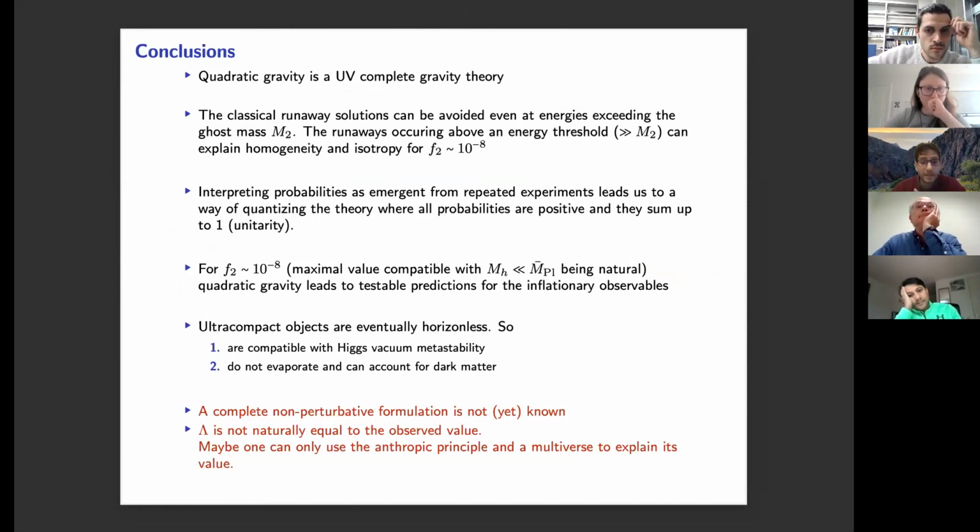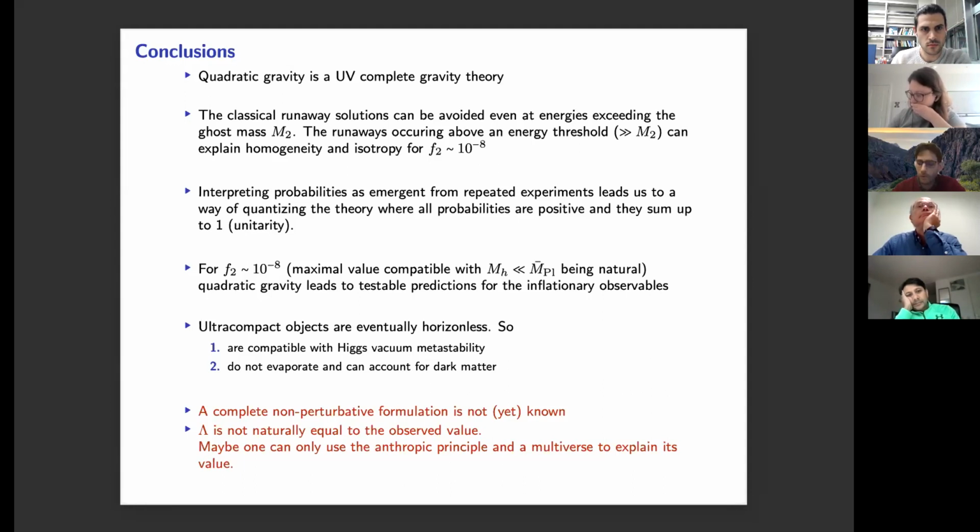Interpreting probabilities as emergent from repeated experiments leads us to a way of quantizing the theory where all probabilities are positive and they sum up to 1. And there is also another non-standard aspect of the quantum theory that has to be included, which is this Dirac-Pauli quantization of some of the canonical variables.